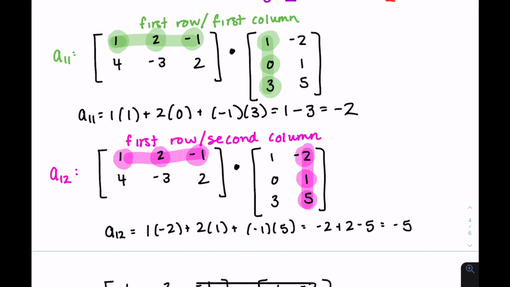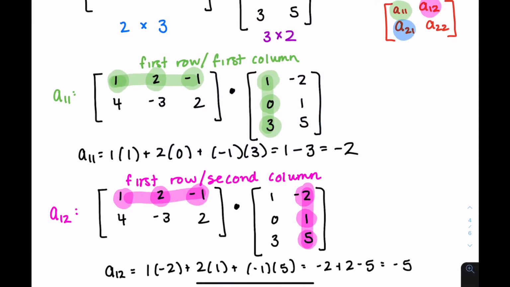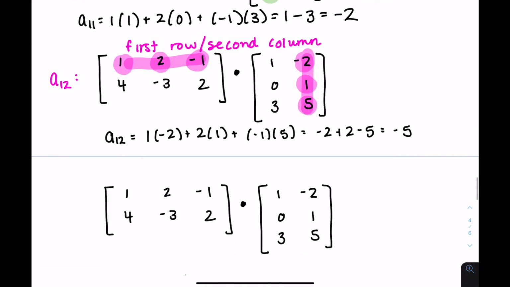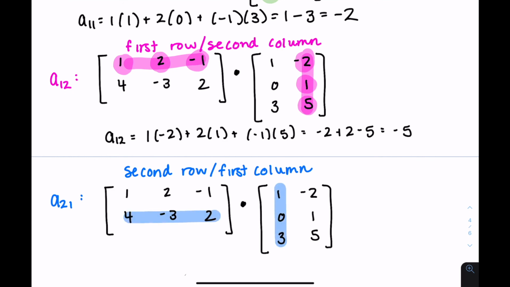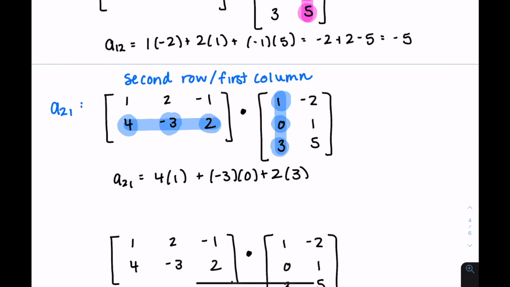Now to do my third element, which is my second row, first column, I'm going to go ahead and locate these. So the 2,1 position deals with the second row, first column. So this element will be multiplying the first together. So 4 times 1. Add, multiplying the second, which is negative 3 times 0. Add, multiplying the third, which is 2 times 3. So that's going to give me 10 overall.